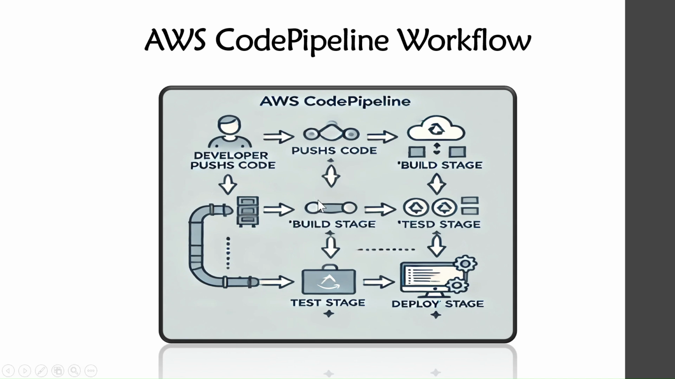The next we have is the test stage. Once the application is built, it enters the test stage. Automated tests are run to ensure that the application works as expected. If the tests pass, the process moves forward. If not, the pipeline will stop. And the last is the deployment stage. After successful testing, the application is deployed to a chosen environment. In the deploy stage, this final stage ensures that the latest version of the application is available for use.